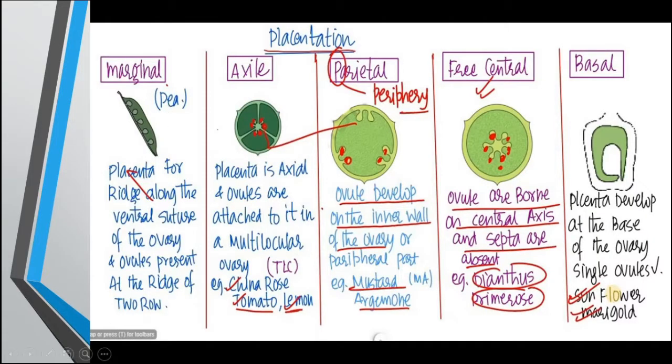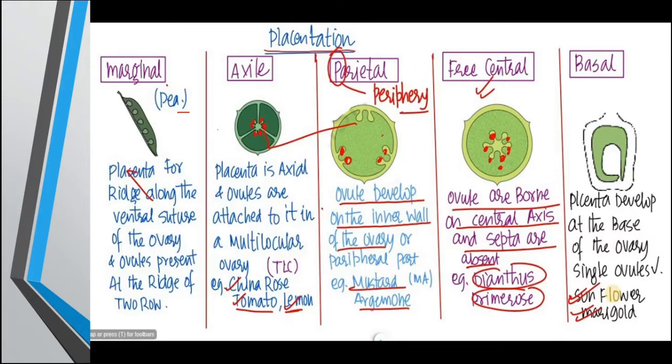In marginal, the placenta ridges along the ventral suture of the ovary, and the ovules are present on the ridge in 2 rows. Then it is known as marginal. For example, in pea plant. In axile, the placenta is in the axial position and ovules are attached to it in a multilocular ovary. These compartments are known as locules. So this is known as axile type of placentation. For example, China rose, tomato, lemon, etc.